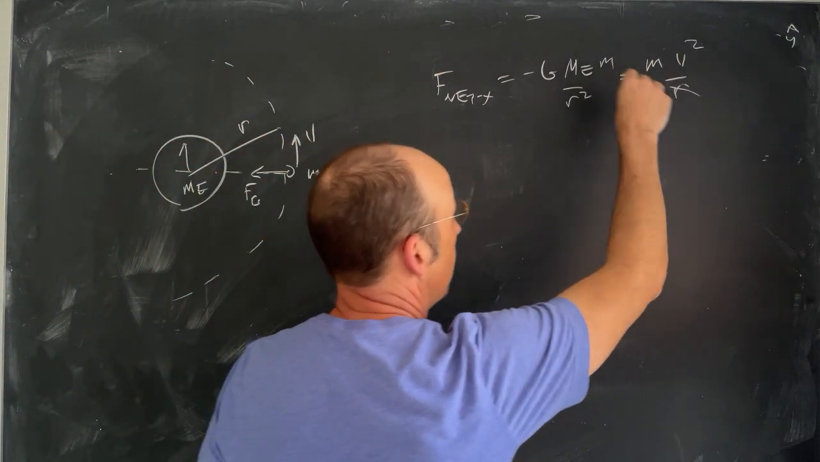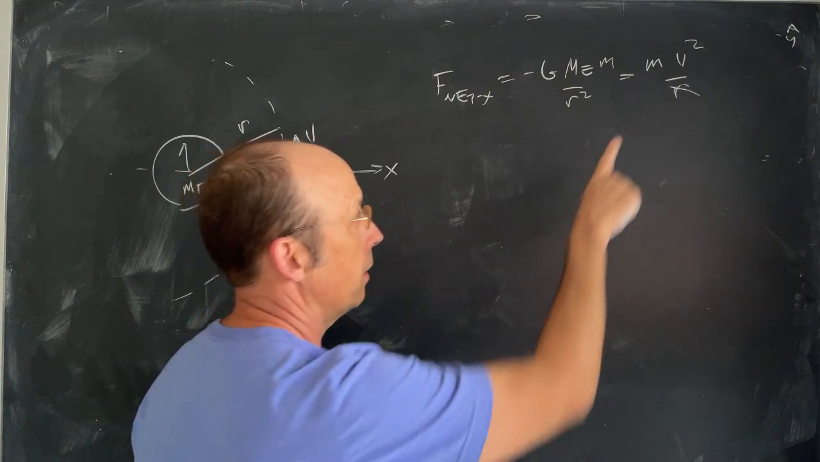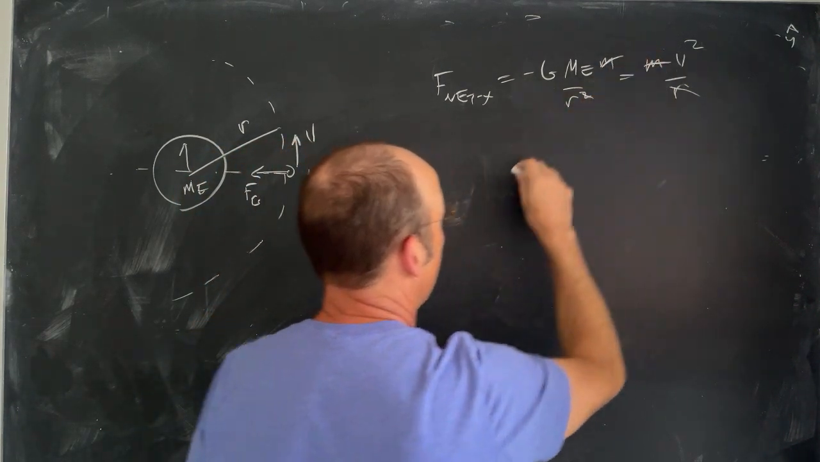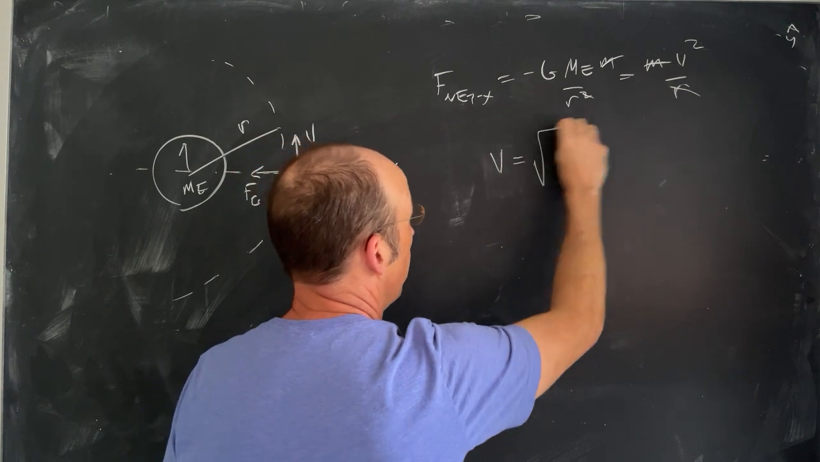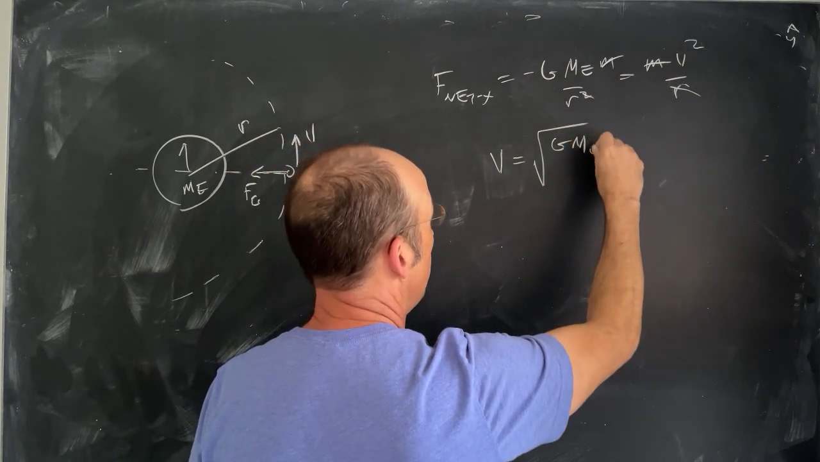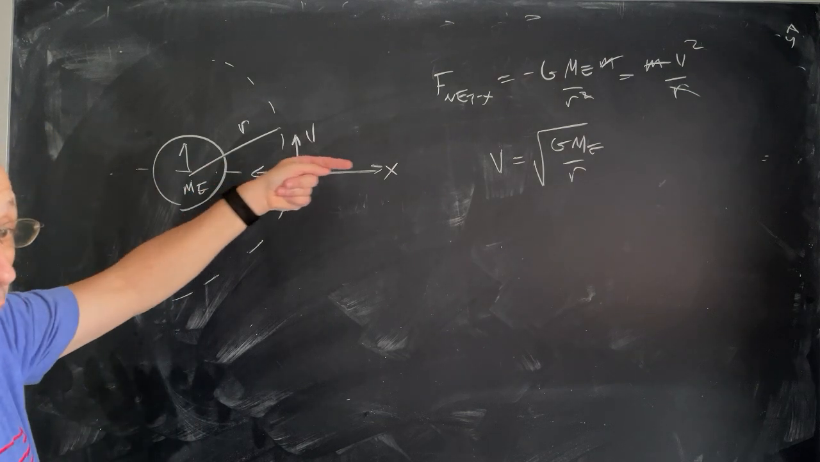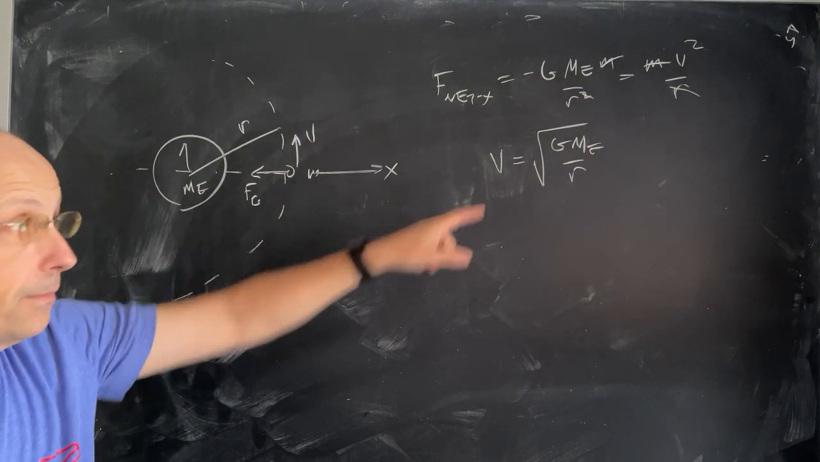Notice that this is to be in orbit, not to get there. So that r cancels with that, and that mass cancels with that. v equals the square root of G M_E over r. So as I get further and further away from the Earth, I don't have to go as fast.